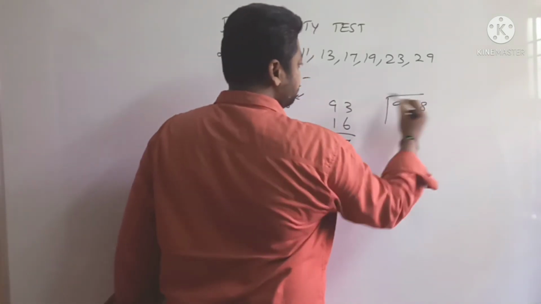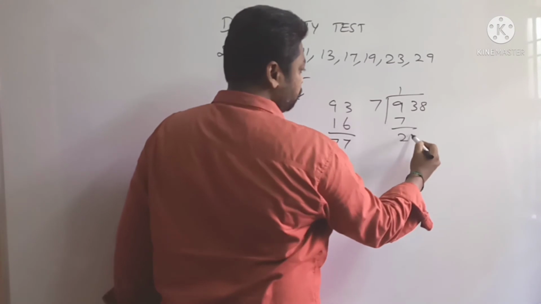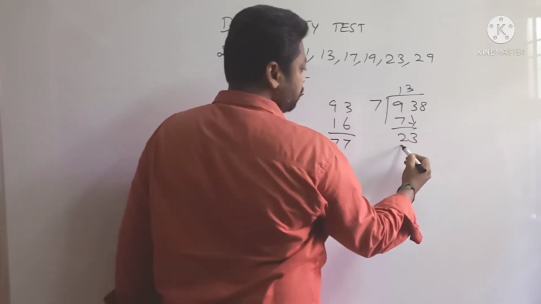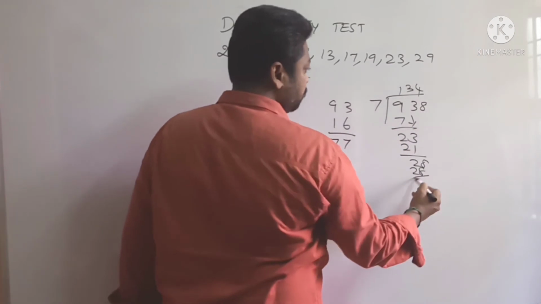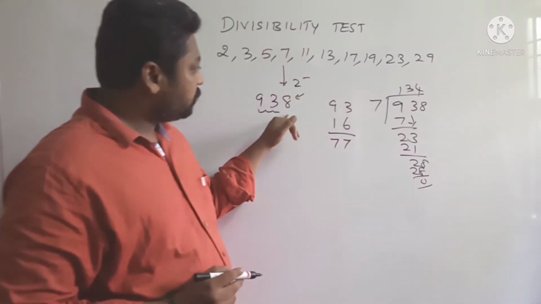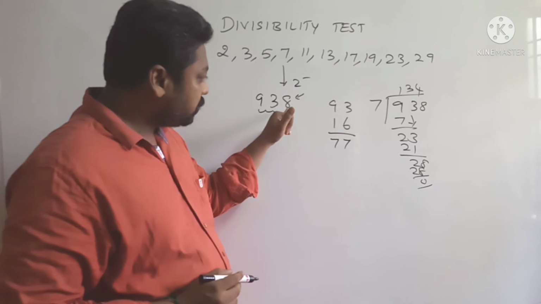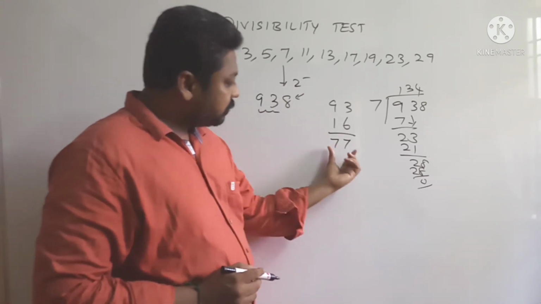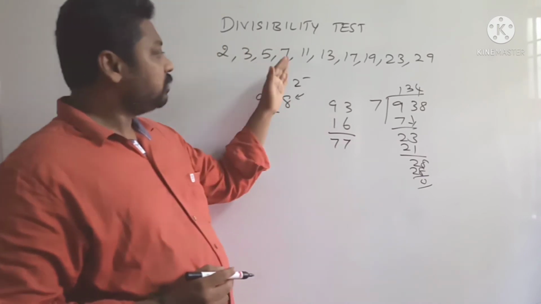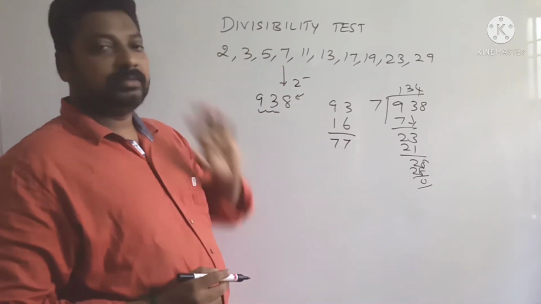938 by 7. 1 7 is 7, 3 7s are 21, 4 7s are 28. So what is the divisibility test for 7? Multiply the units place by 2 and subtract from the remaining digits. If the difference is divisible by 7, then the number is divisible by 7.